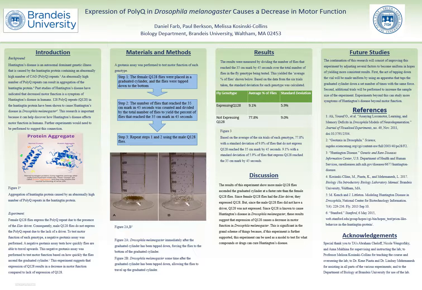This result makes sense since we were expecting the female flies to have decreased motor function due to the expression of Q128, causing Huntington's disease. The next step in this study is to improve this experiment by doing two things. One, making the tapping down motion uniform by using an apparatus that keeps consistent the number of times a vial is tapped down as well as the force with which it is tapped down. And two, additional trials will be performed to increase the sample size.